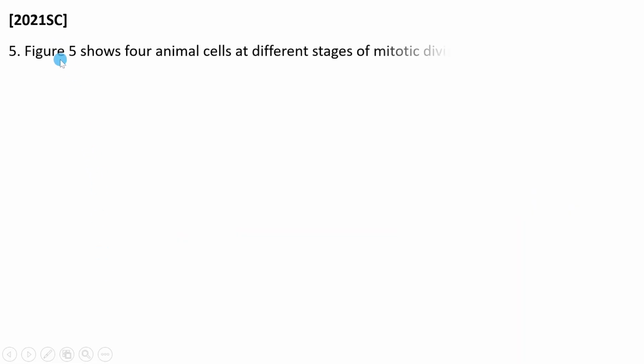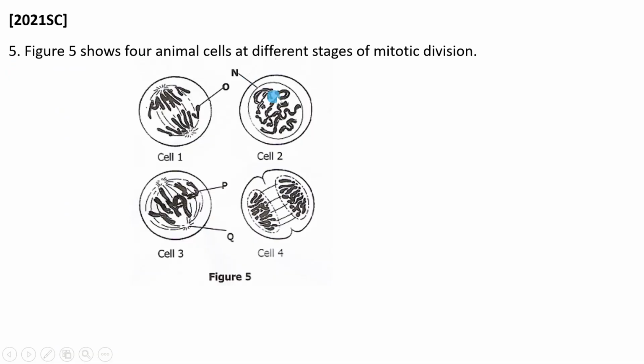Then we go to this question which came in the 2021 school certificate. It says figure 5 shows 4 animal cells at different stages of mitotic division. So these are 4 different animal cells, and they are at their own stages.